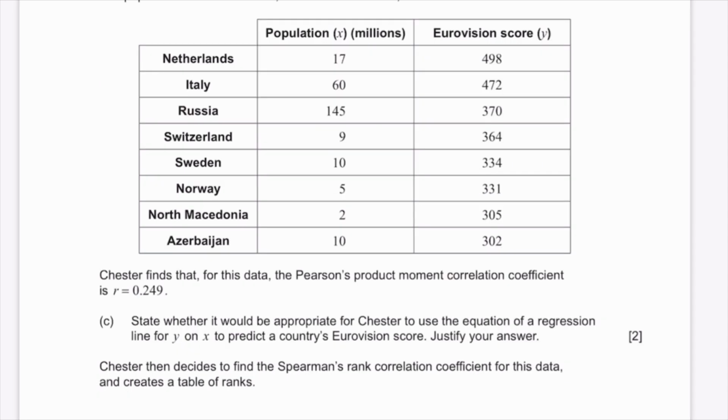State whether it would be appropriate for Chester to use the equation of a regression line for Y on X to predict a country's Eurovision score. Justify your answer. The correlation coefficient is 0.249. That means that there is a weak correlation, and therefore it is not going to be appropriate for Chester to use the equation of the regression line.